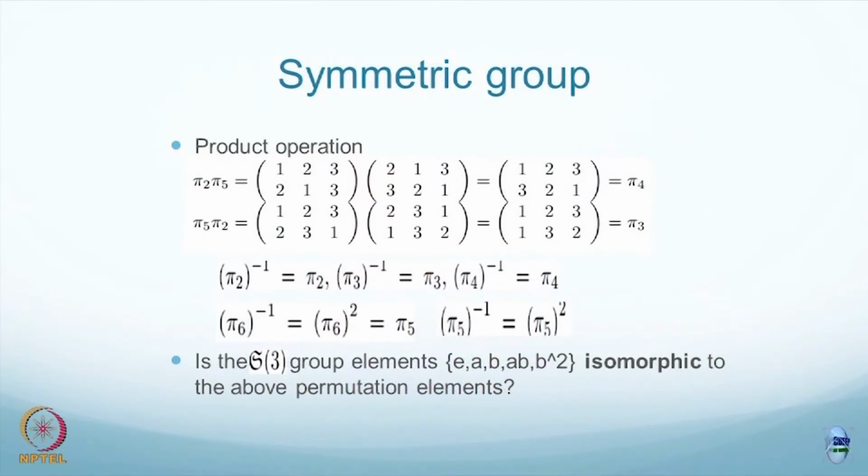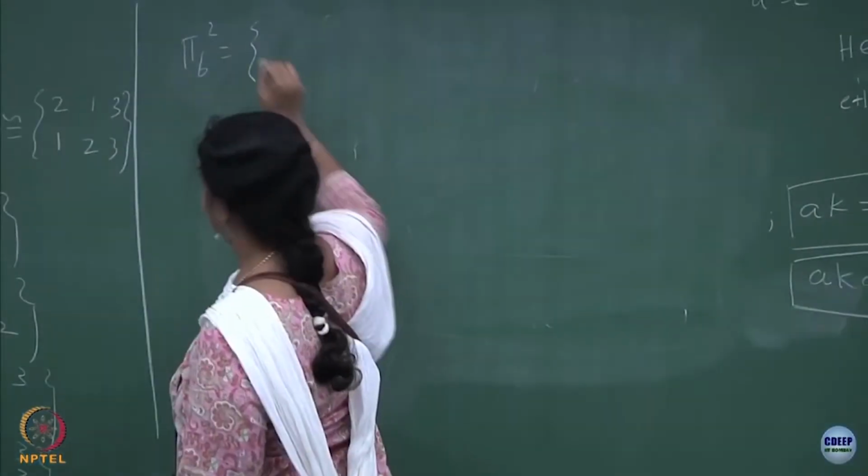and then you come to pi 6 and pi 5 relation. I will leave it to you to check pi 6 squared. Can somebody do it? Let us do it maybe. So, pi 6 is what? This one, right. So, I want to write pi 6 squared.